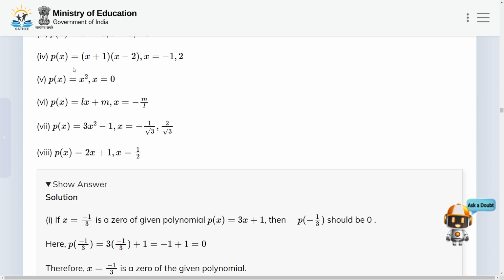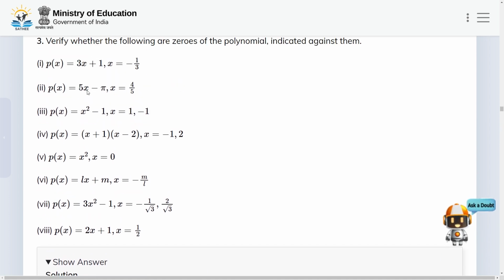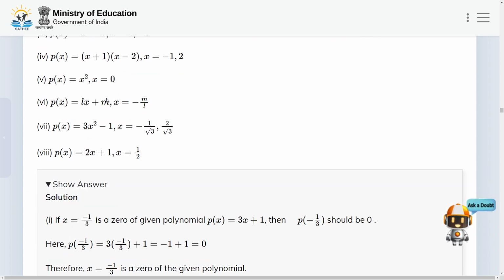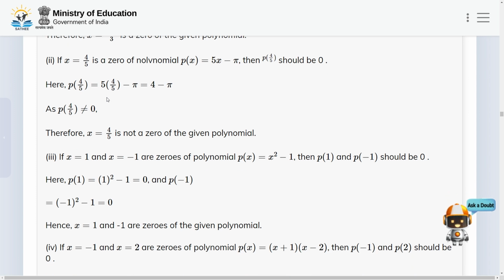So in the next question here we have p of x is equal to 5x minus 5. Okay, so here we have to verify whether x equal to 4 by 5 is a 0 of the polynomial. Okay, so we have p of x is equal to 5x minus 5. So let us check it. So here, if x is equal to 4 by 5 is a 0 of polynomial p of x is equal to 5x minus 5, then p of 4 by 5 should be 0.